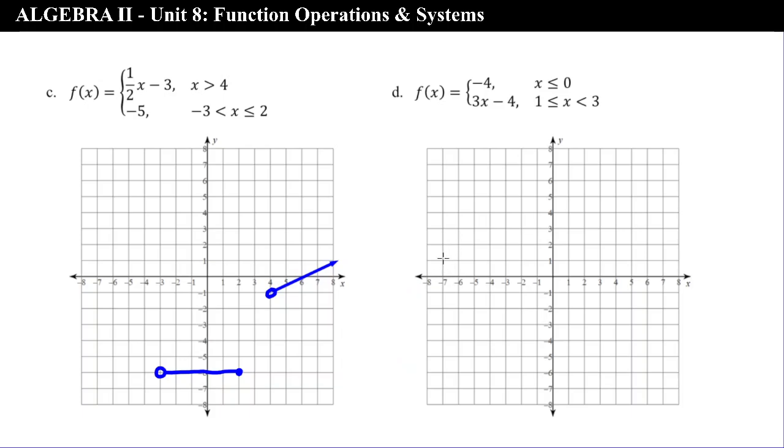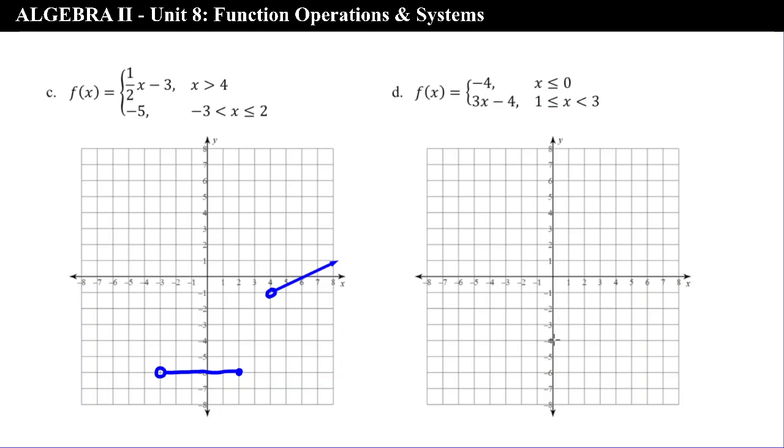All right, for D, let's take a look at what we have here. So we have -4 when x is less than or equal to 0, and then we have this line, 3x minus 4, between 1 and 3. So we're going to start at our y-intercept, -4, and we're going to go to 3, from 1 to 3. So we start here at -4.